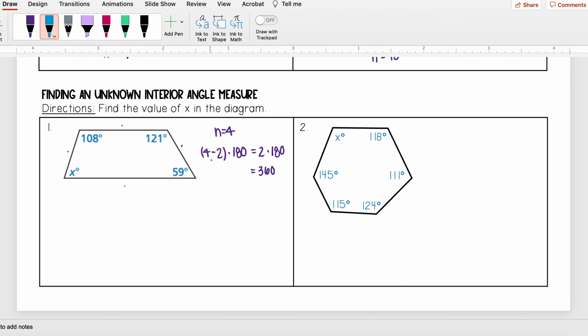And so now to find the value of x, I just need to add all of my angles up and set it equal to 360. When I add up those three numbers, I get 288. And subtract 288 from both sides, and I get that x is equal to 72.